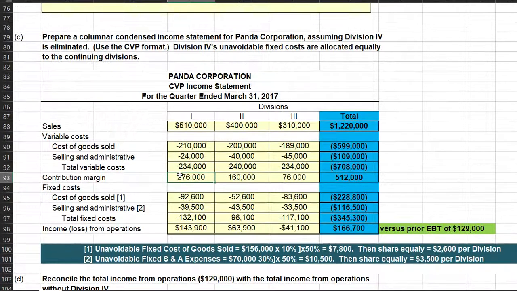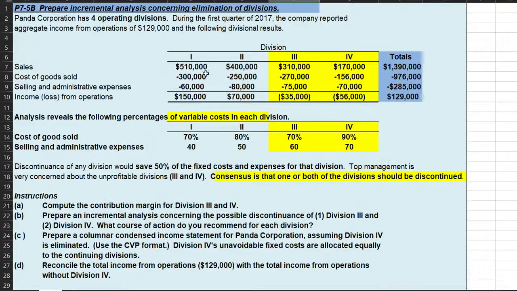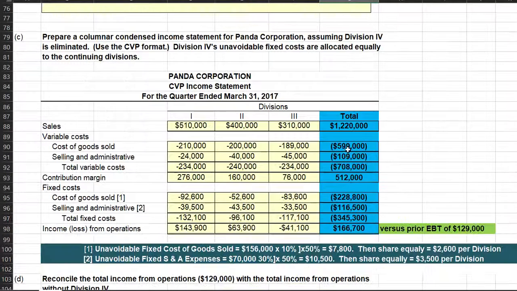And so just as we did earlier, we take the sales for the remaining three divisions, 510 for Division 1, 400 for Division 2, and 310 for Division 3. These numbers are derived from the original data that we have. Remember, Division 4 is now gone, and so this $170,000 of revenues would no longer exist, and the variable cost that accompany that would also disappear.